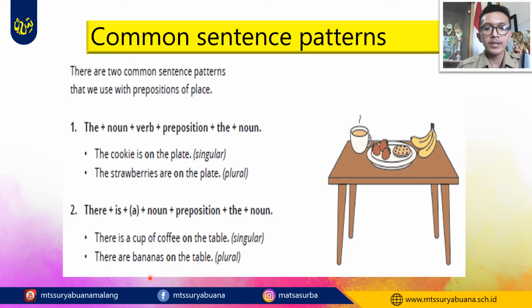And then the second sentence, there are bananas on the table. This is for plural. The plural noun here is bananas. You can see in this picture there are two bananas. So the sentence becomes, there are bananas on the table. Bananas with s, because it is more than one banana.